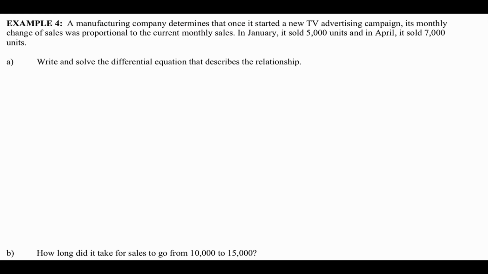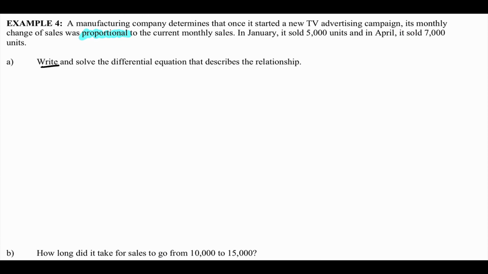So a manufacturing company determines that once it started a new television advertising campaign, its monthly change of sales was proportional. They didn't say directly proportional, but sometimes they'll just say proportional. That means it's going to be exponential growth or decay, which fits into what we were doing earlier. So change of sales was proportional to the monthly sales. In January, it sold 5,000 units, and in April, it sold 7,000 units.